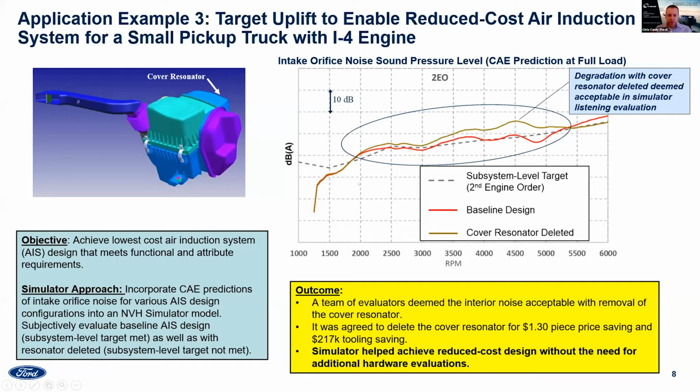The baseline design performance is shown by the red curve. There were actually 2 resonators in this baseline design, as shown in the picture here. By removing one of the resonators, the cover resonator, you can see that the noise level actually increased and exceeded the target for the induction noise.